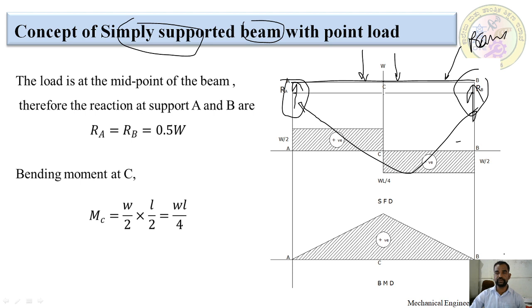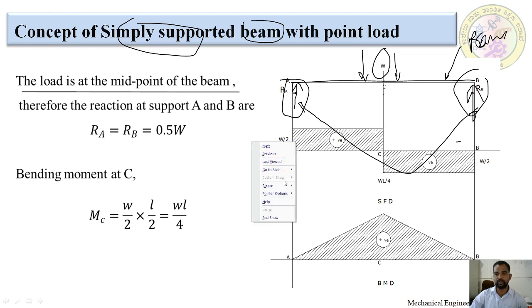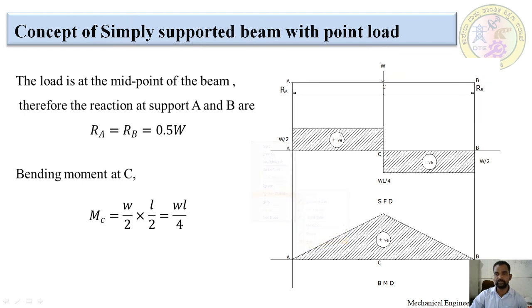I am going to explain this concept briefly. I am going to give one load at the midpoint of the beam. This is the midpoint, and I am going to apply the load here. After applying the load, we find how much reaction happens at A and how much reaction happens at B.